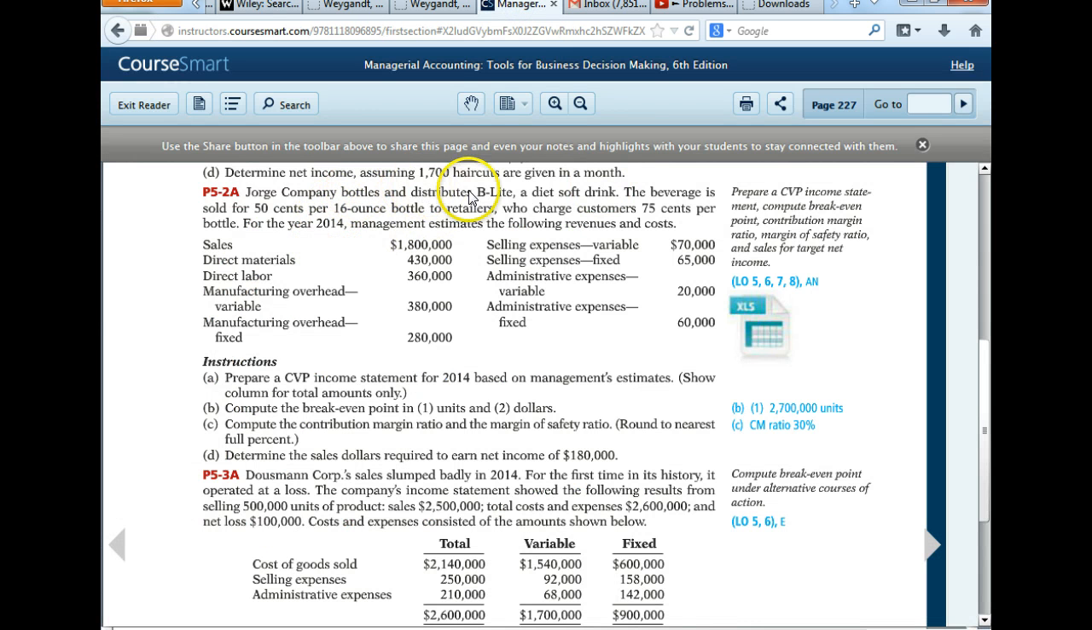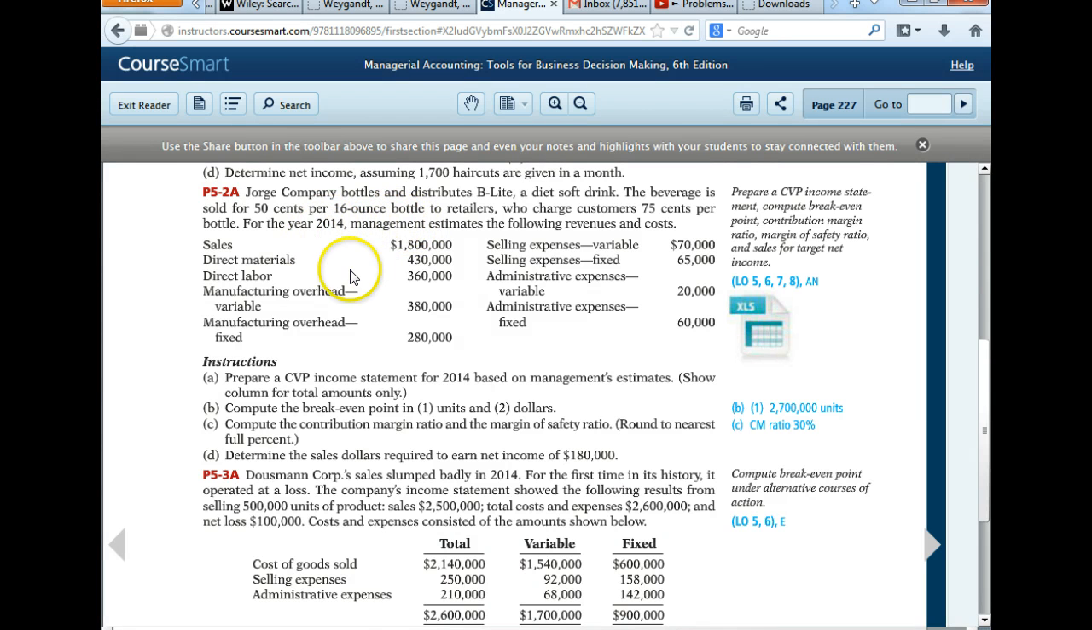George Company bottles and distributes Be Light. The beverage sold for 50 cents. For the year 2014, management estimates the following revenues and costs. They're just planning out. And in planning out, what does this mean, how many bottles they need to produce based on certain costs and certain variable expenses. Now, guys, can it all change overnight because one number changes? It can. But these are all kind of pre-planning estimates. Make sense?